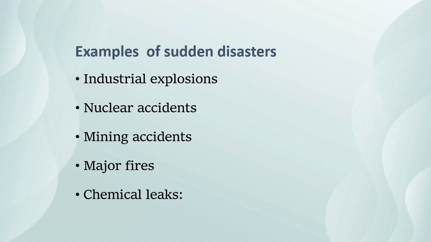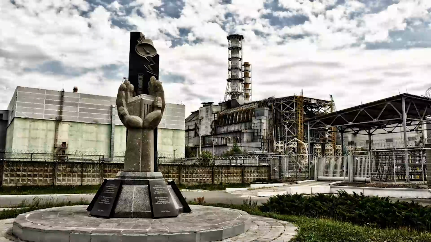Coming to the next example, nuclear accidents. It is one of the huge types of accidents that we see. Catastrophic failures in nuclear reactors, such as the Chernobyl disaster of 1986, release harmful radiation into the environment. The 2011 Fukushima disaster in Japan further demonstrated that technological disasters can be triggered by natural events.